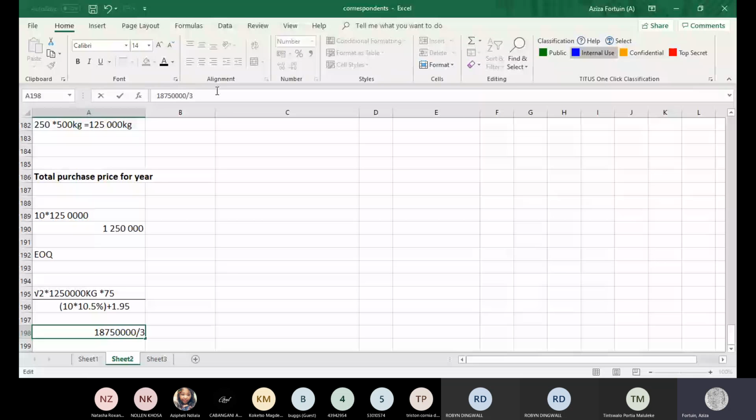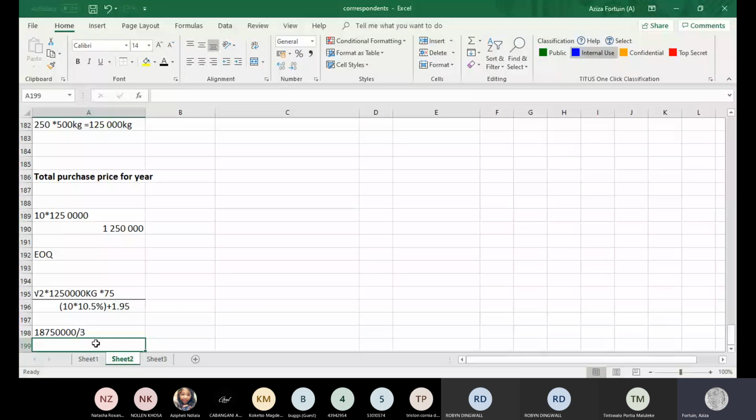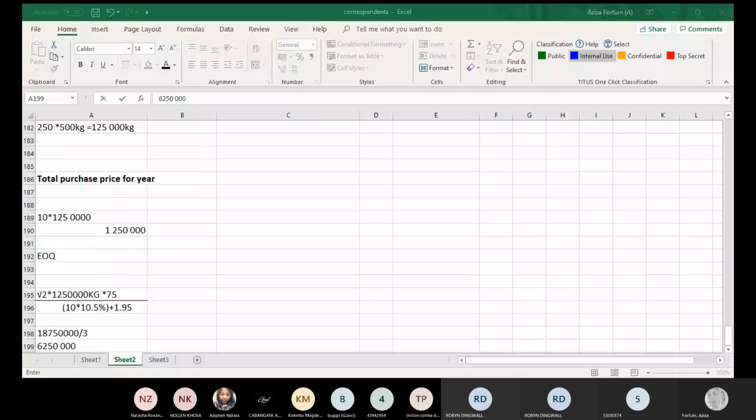Which equals how much? 1875. 18 million divided by 3 equals 6,250,000. 6,250,000 squared equals 2,500 kilograms.